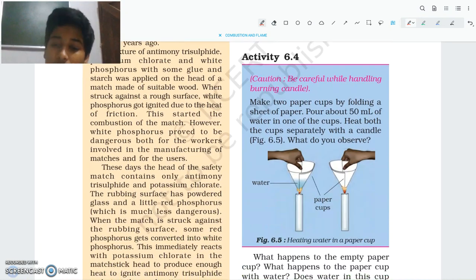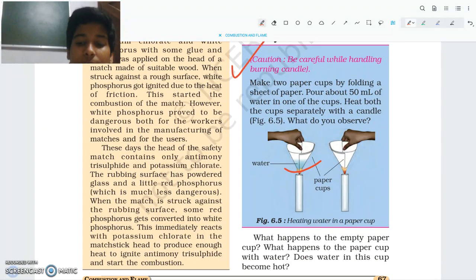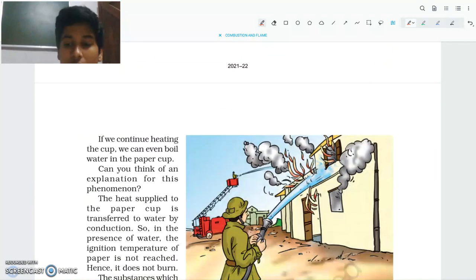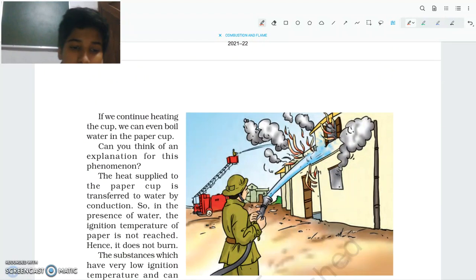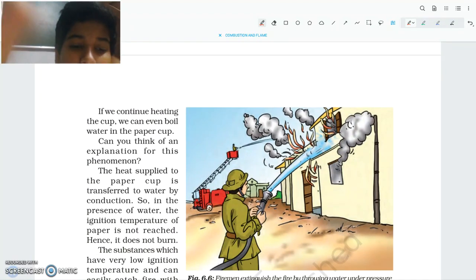Yes, there is an activity, activity 6.4, to prove the need for oxygen and the role of ignition temperature. Now these were the two main things, and now we have to resolve this combustion. Not only this, but we can use water.